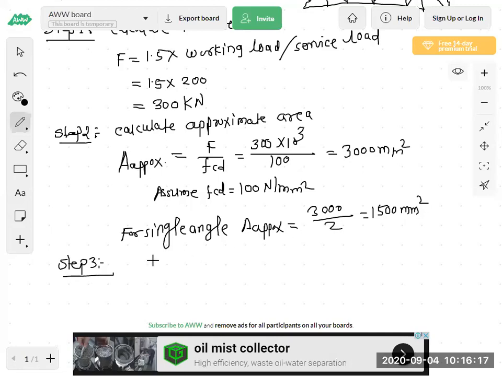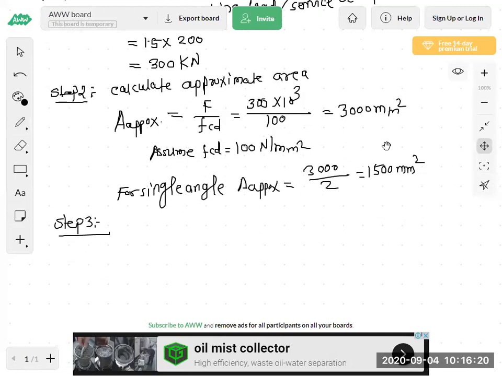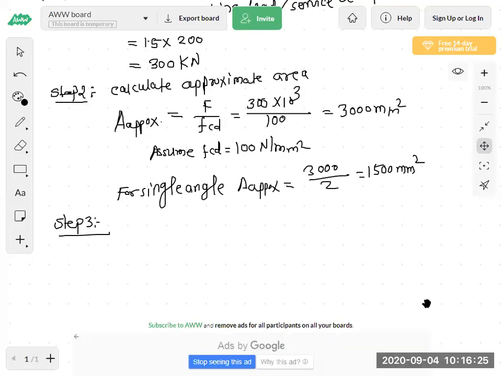Okay, so next step number 3. Now select the suitable section. So go to the steel table and find the section for this area. Everyone please, which section will we select? Wait. Look at the unequal angle section. Not equal, unequal. That is dependent upon us.